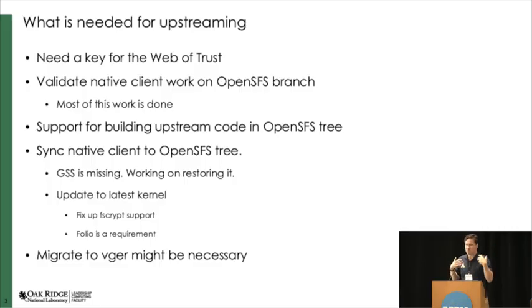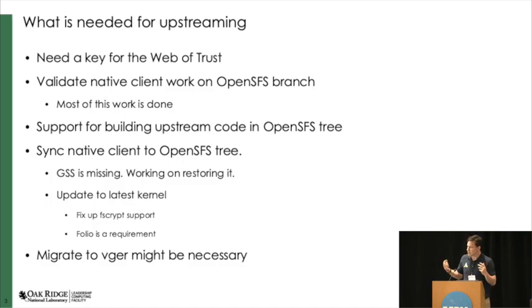So actually, it's a bidirectional process right now. Right now, we can take the OpenSFS tree kernel code and put it in the latest native kernel and actually build it and test it out. And vice versa, we want to be able to someday bring down the native client and put it in the OpenSFS tree and build it. It would be the source of truth, as you could say, for that tree.